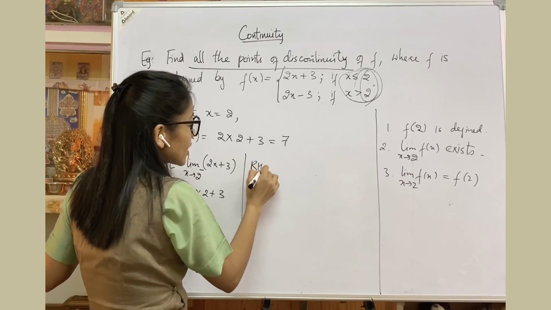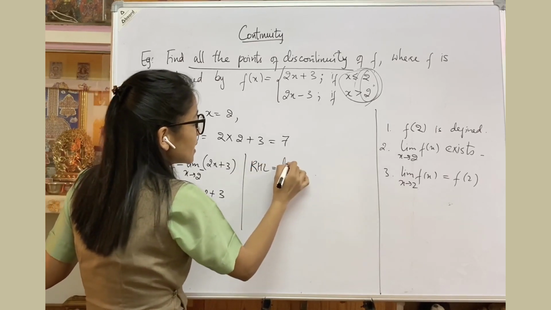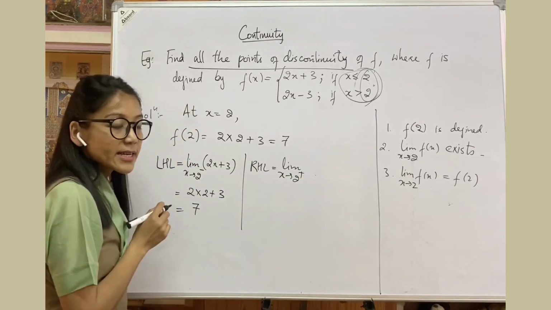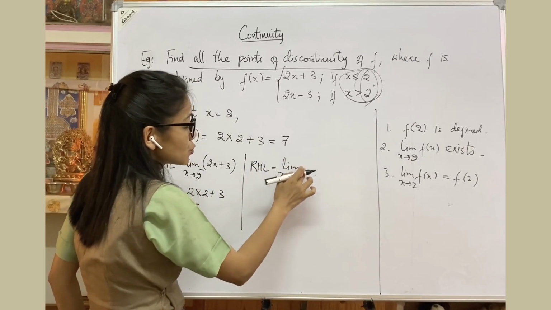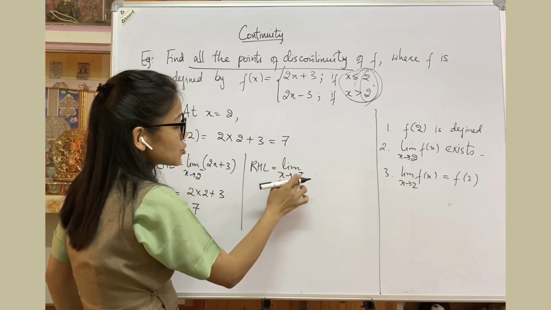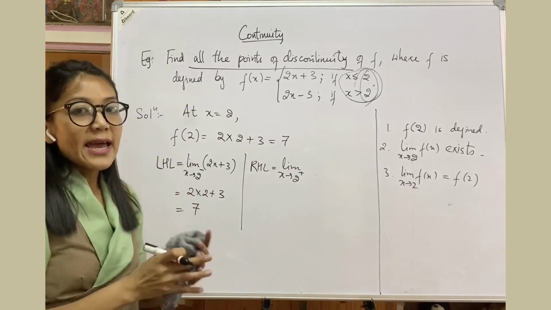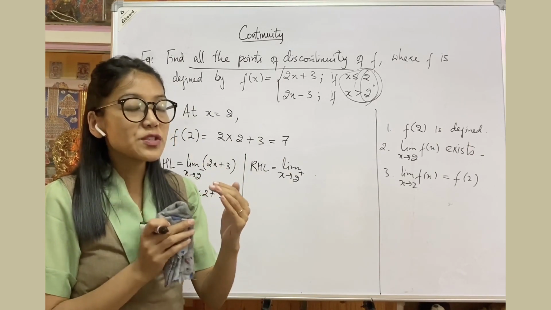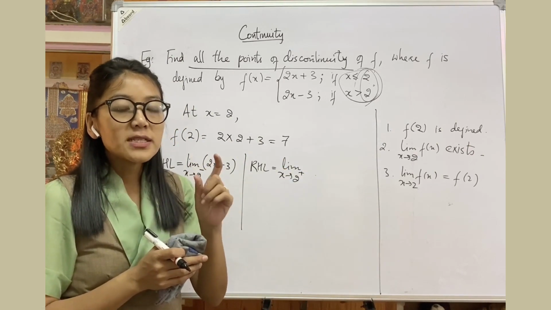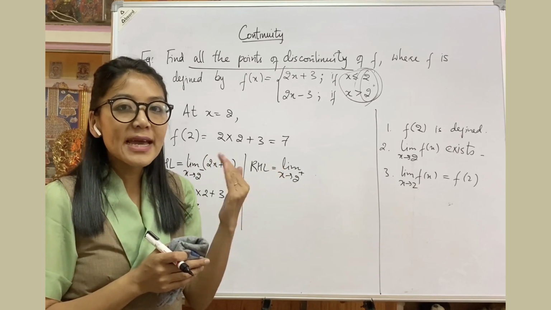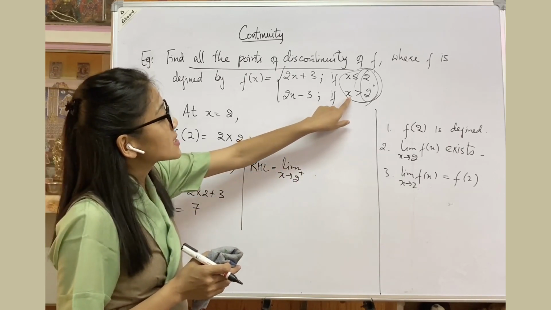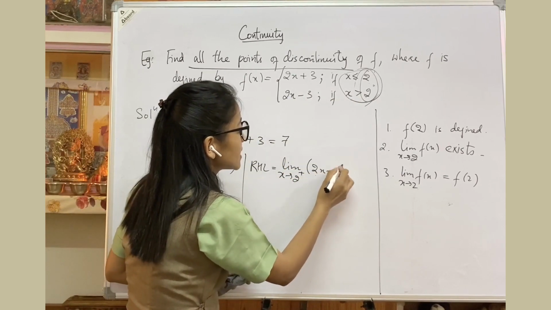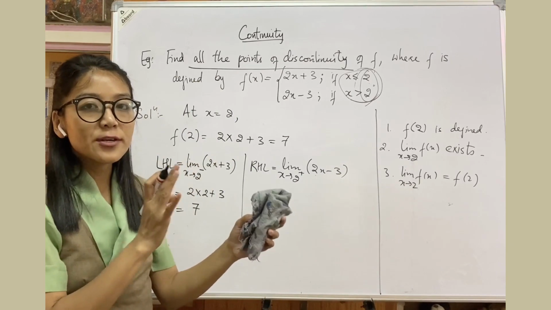Then you will find the right hand limit. So that is limit of x tends to 2 from the right hand side, the positive side, so we write 2 raised to positive. X is coming towards 2 from the right hand side, which means x is very near to 2 but on the right hand side of 2, which means x is greater than 2. So when x is greater than 2, your function takes value 2x minus 3. Is that clear? This is how you choose the function in the correct way.